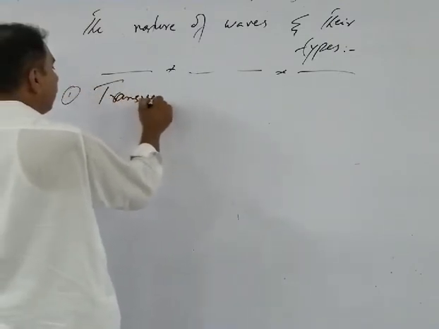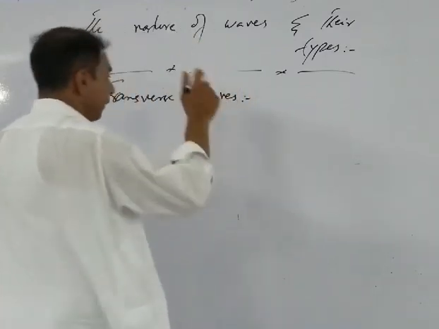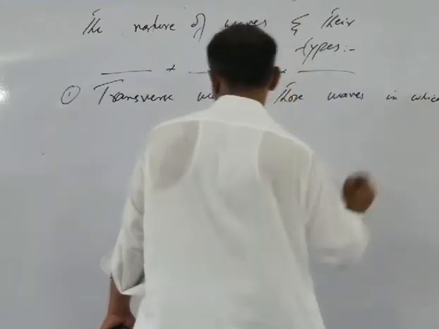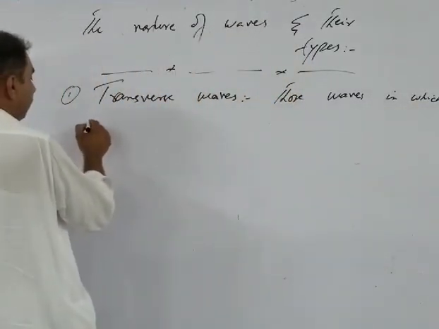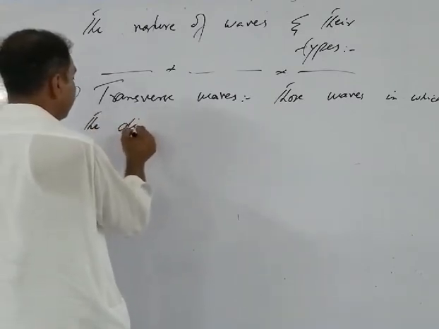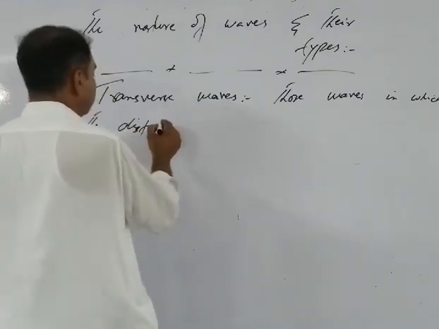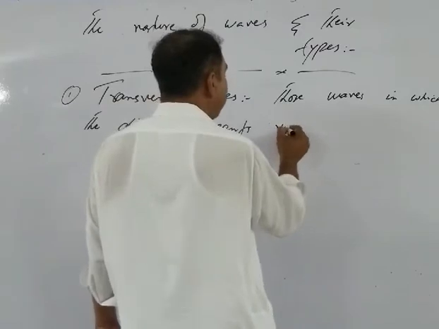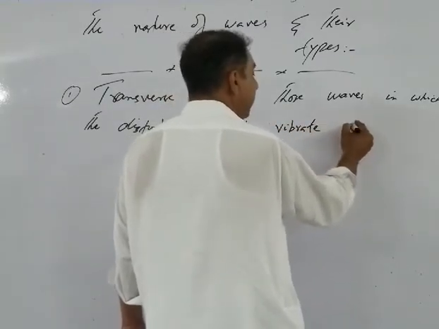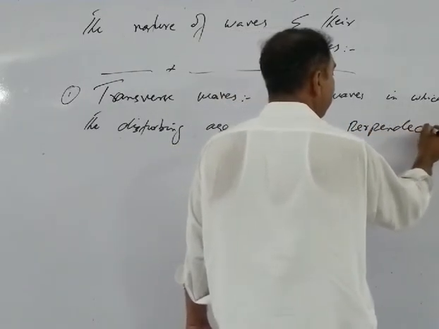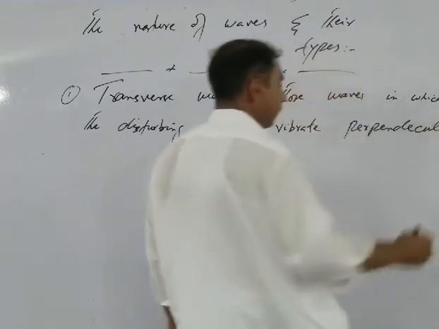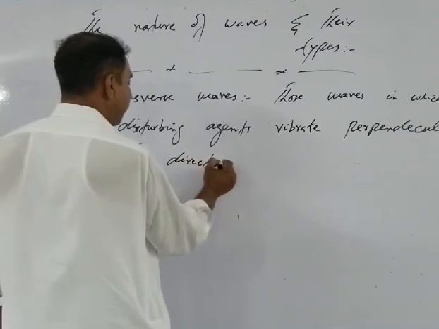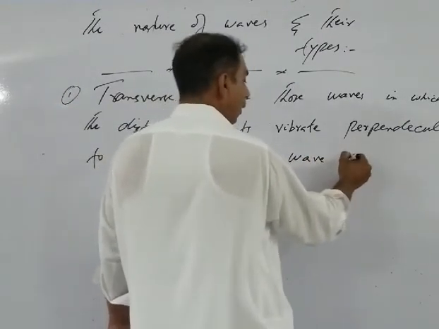Transverse waves. Those waves in which the disturbing agents vibrate perpendicularly to the direction of wave propagation.